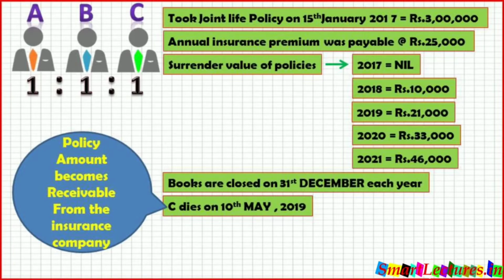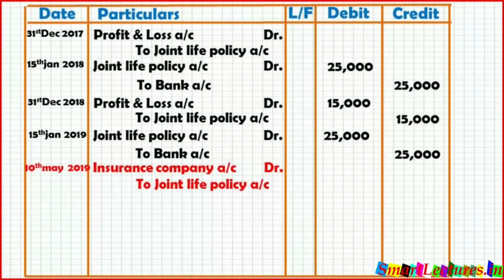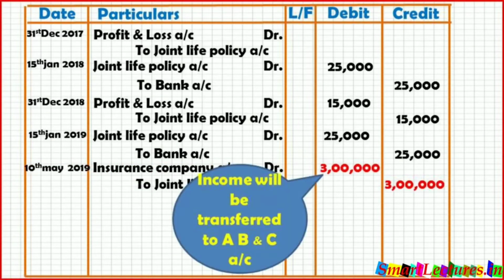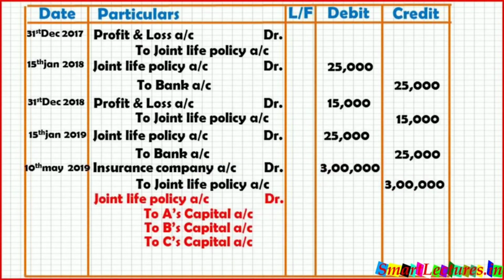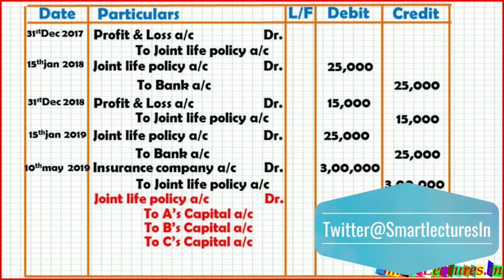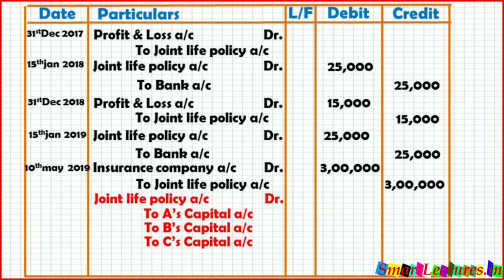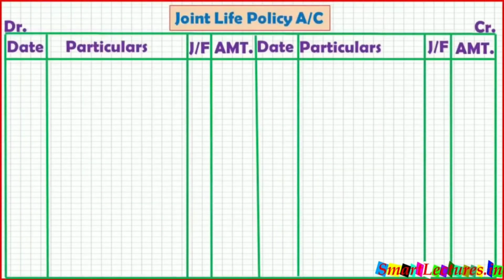So what will be the journal entry? Insurance company account debit to joint life policy, rupees 300,000, and immediately this income is transferred to ABC. So the journal entry will be joint life policy account debit to A's capital, B's capital, C's capital. But the whole of the 300,000 will not be transferred to ABC. We will need a ledger, that is the joint life policy account. So let's prepare the joint life policy account.